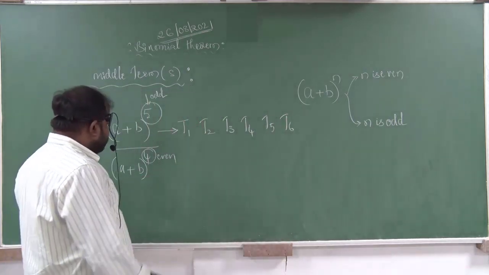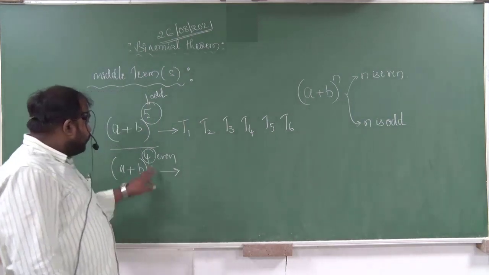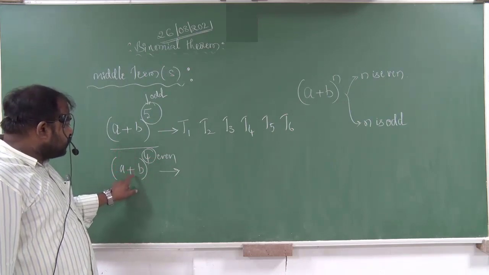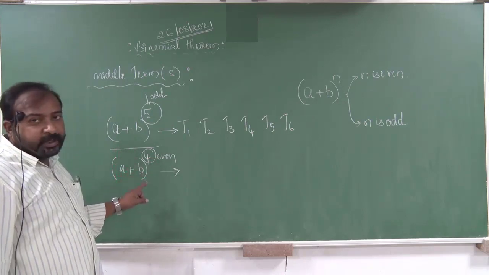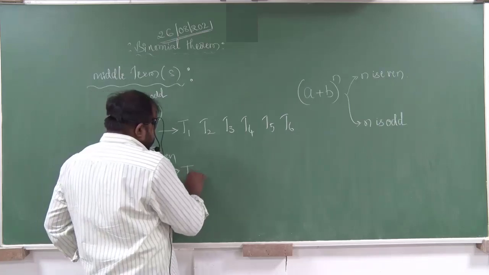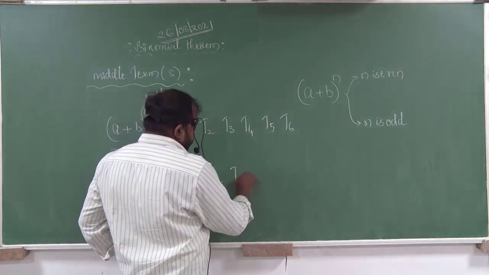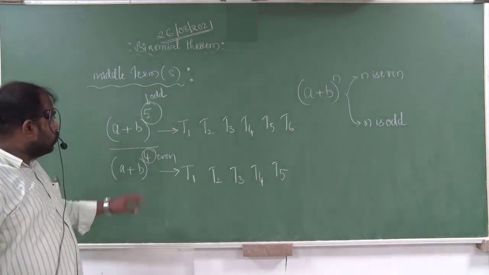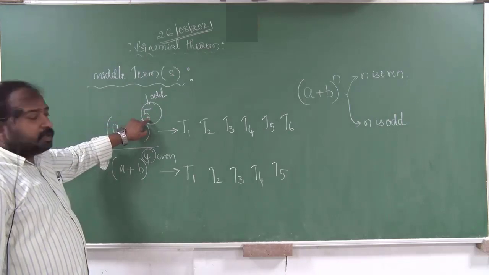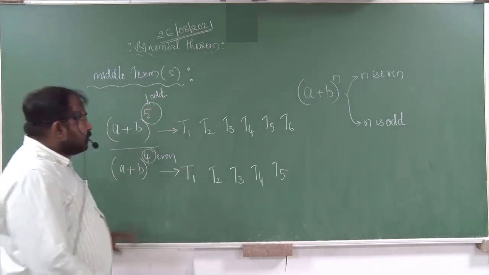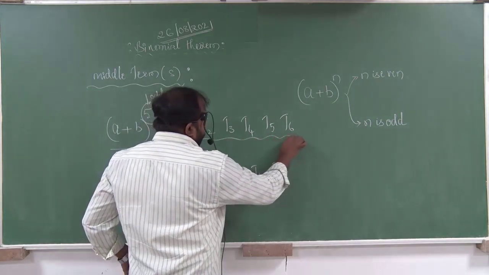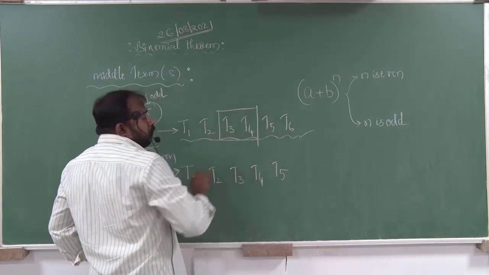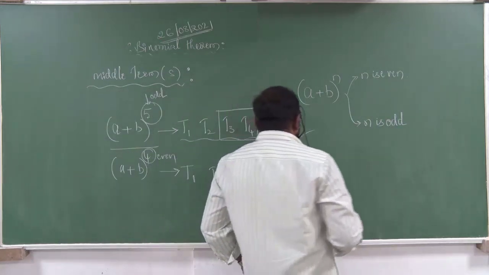But if you observe in this expansion, here power value 4 I have given. So anyway, the number of terms in this expansion is given by 4 plus 1, 5 terms will be there. Means T1, T2, T3, T4, T5 is the value. So whenever n is odd, this is the case. Even number of terms you will get. Then what are the middle terms? T3, T4. So here one important point is there.